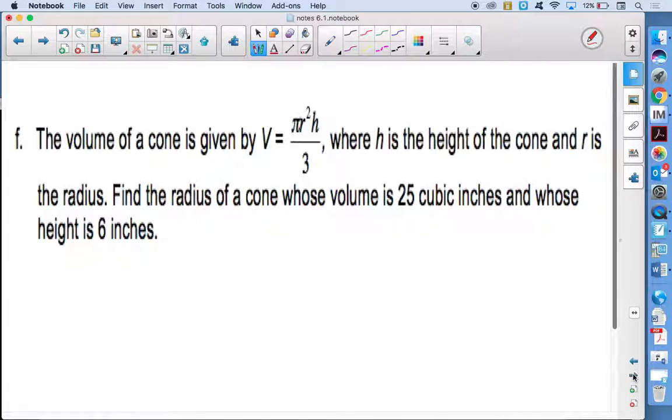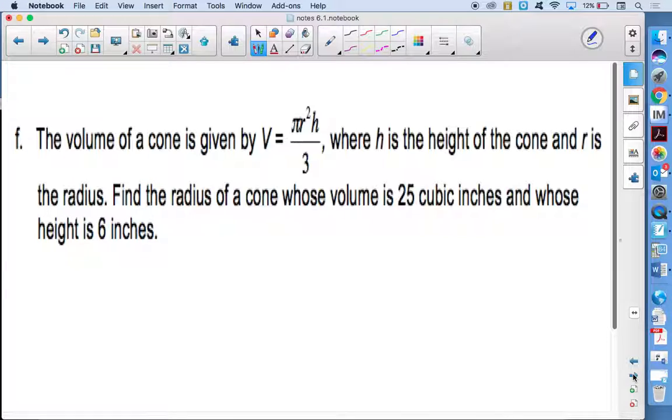So then the last problem here is talking about the volume of a cone, which is given by pi r squared h over 3. Height is the h of the cone, r is the radius. So it says find the radius of the cone if the volume is 25 cubic inches and the height is 6 inches. So Izza, how would we approach this problem? What would we do here?